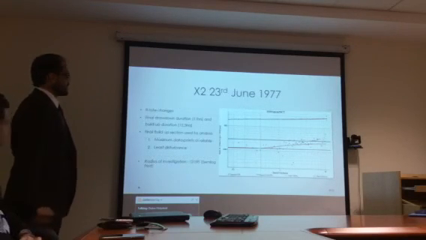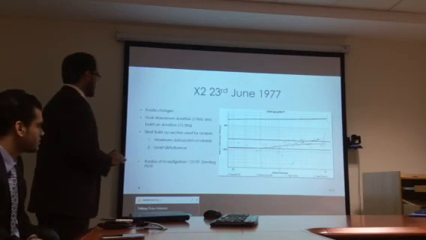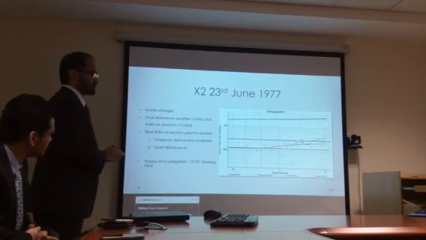If you look at the first one, X2, we had a total of 8 rate changes, out of which the final drawdown and build-up was the longest.